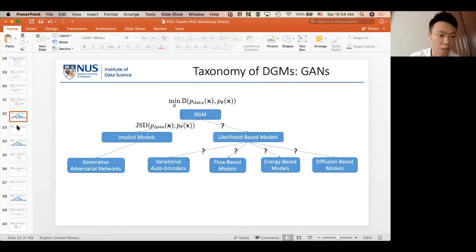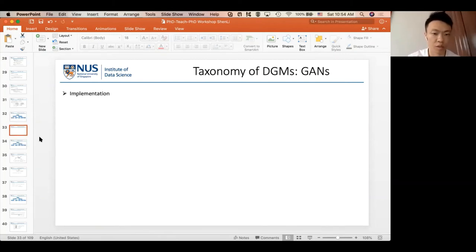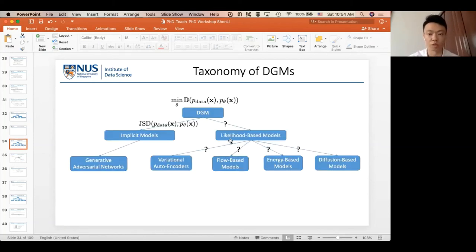Okay, I think we have to take a break, and we'll see you at 10:05. Is that okay? Then we will continue the discussion with the rest of the models, a broad family of models called likelihood-based models. And we will answer those question marks one by one.